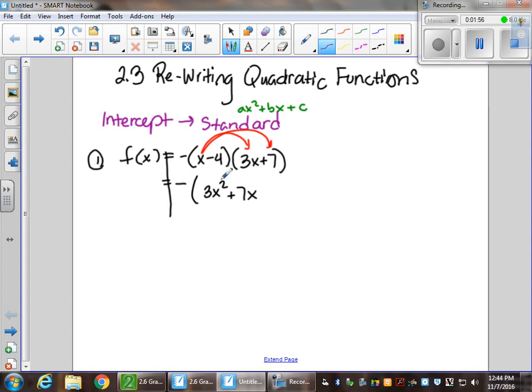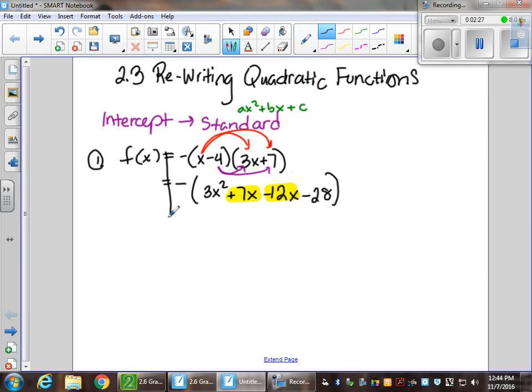Next, we'll move to distributing the second term. Negative 4 times 3x is negative 12x. And then last but not least, negative 4 times a positive 7 is negative 28. Inside parentheses, I look to see if there's something I can do, and there is. Do you see it? What can I do inside? I have a positive 7x and a negative 12x. We can combine like terms.